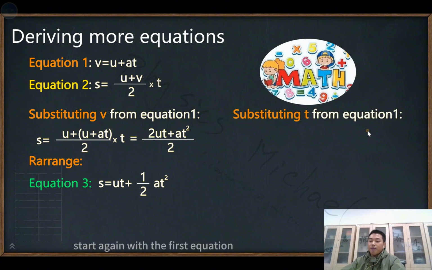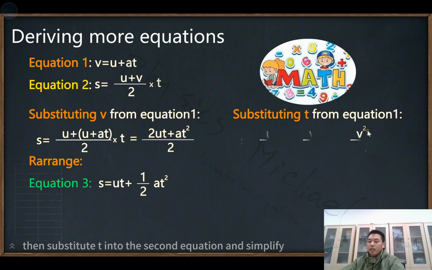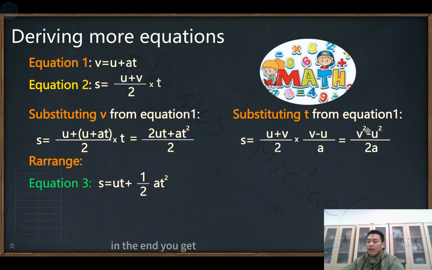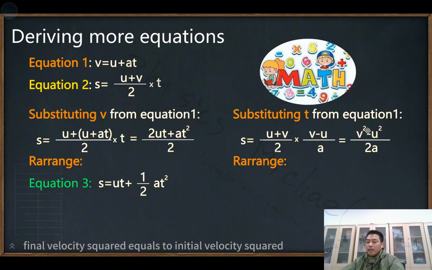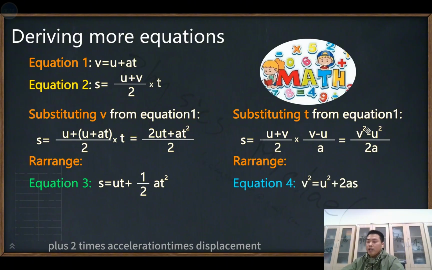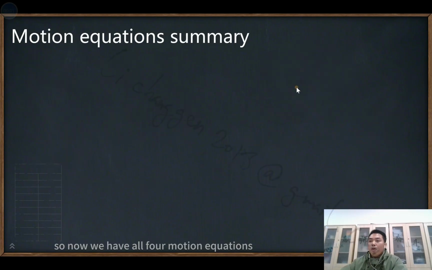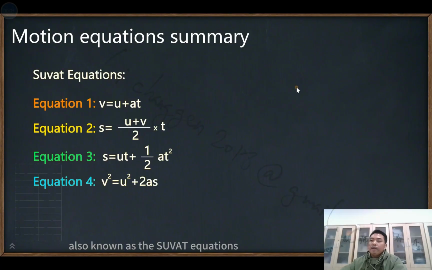Next, let's find an equation that doesn't involve time at all. Start again with the first equation and solve it for time. Then substitute t into the second equation and simplify. In the end, you get final velocity squared equals initial velocity squared plus 2 times acceleration times displacement. That's our fourth equation, and it's great when we don't know or don't need the time. So now we have all four motion equations, also known as the SUVAT equations.